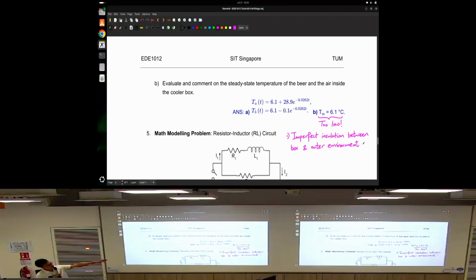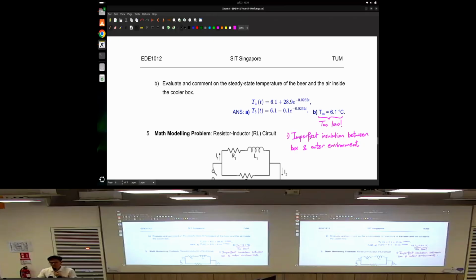Yeah, correct. But I say it's too low. So it doesn't agree with our experience. Probably it's not going to be 6, right? It's going to be, I don't know, like 15. It means after some time, the beer is actually not 6 already. It's 15 degrees Celsius, not so cold already. Correct. So I'm trying to say that this is too low.